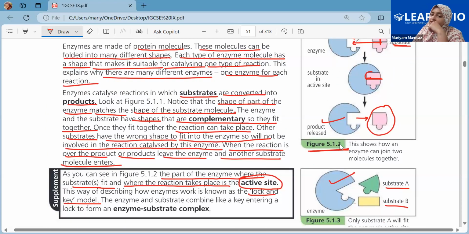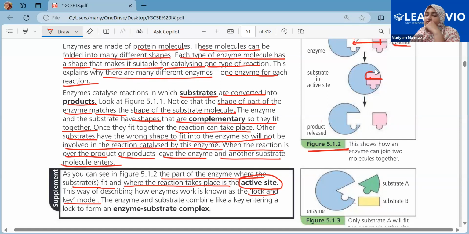The place where the substrate will come and fit into is known as the active site, as I told you before also. So the substrate will come and bind onto the active site. It will bind and then the chemical reaction will take place, and then the enzyme will release the product and be unchanged. Clear?